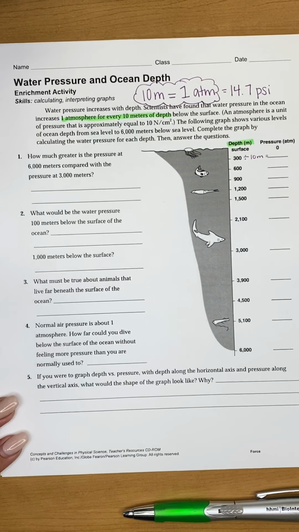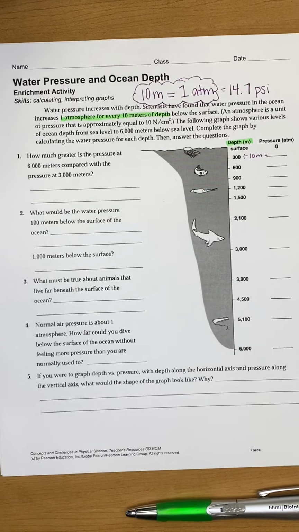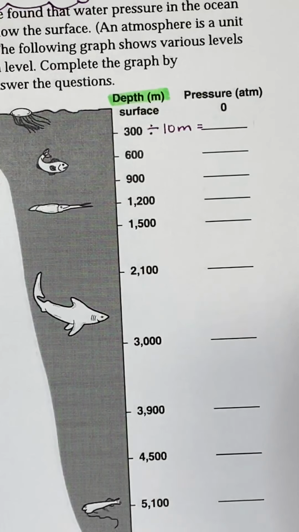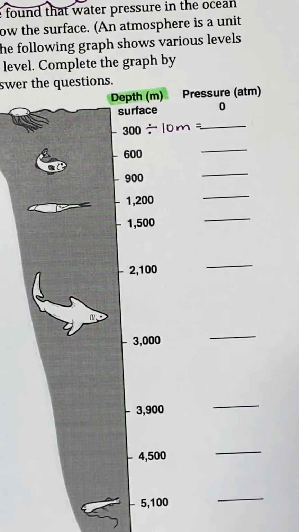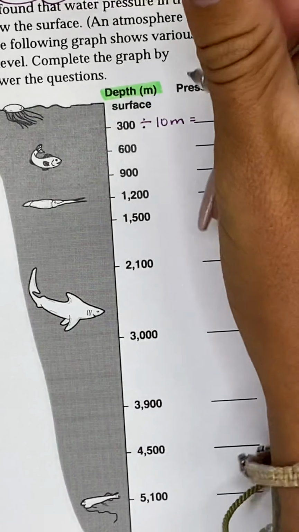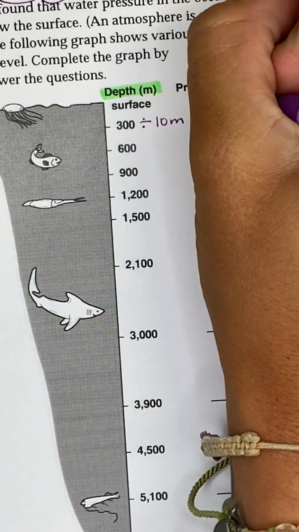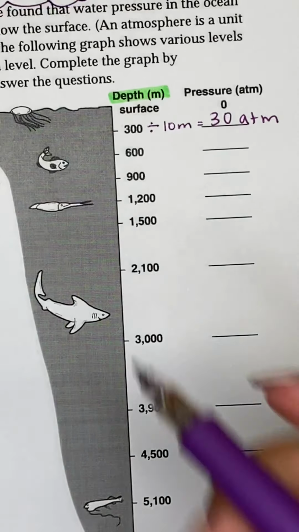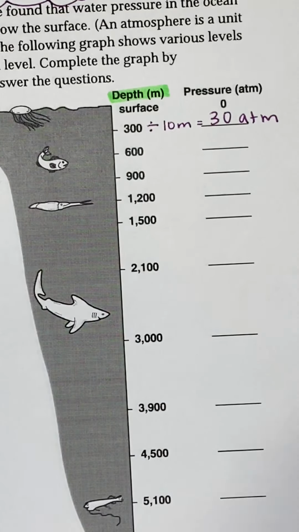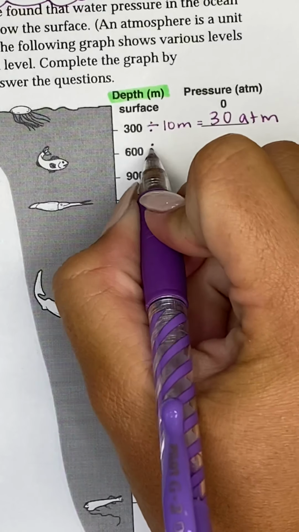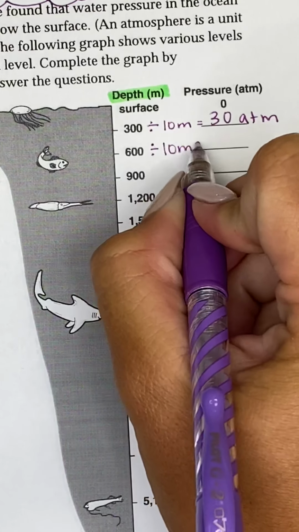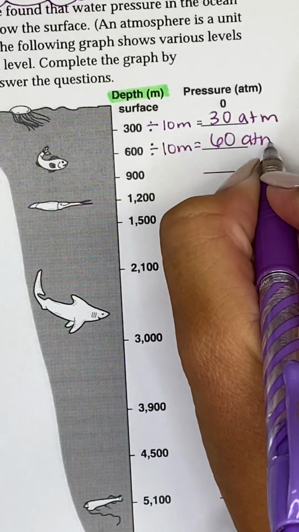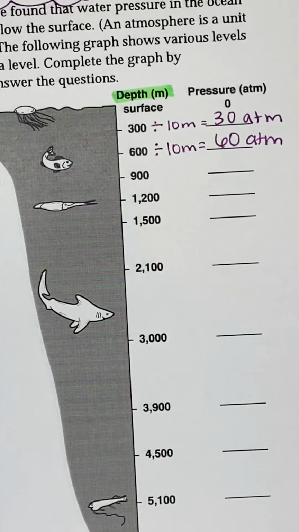All right, so I'm going to zoom in on this so that you can see exactly what I'm talking about. All right, so at 300 meters, we divide it by 10 meters, and we are going to end up with 30 ATMs, 30 atmospheric units worth of pressure at 300 meters below sea level. All right, so let me do this one real quick, and this is pretty self-explanatory once again. Divide it by 10 meters, so you should get 60 ATM for 600 meters worth of depth.